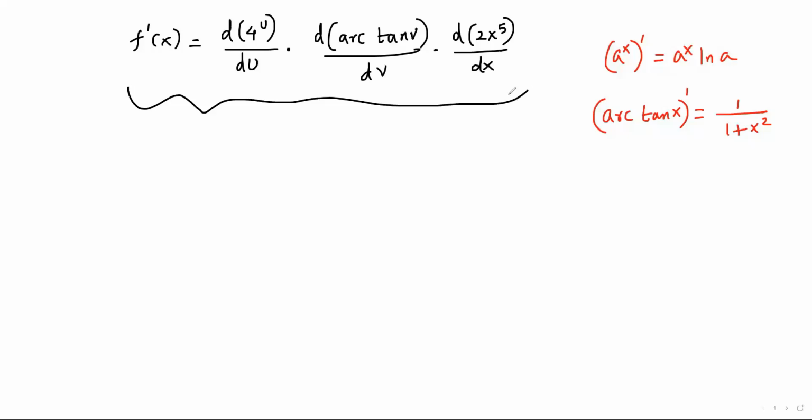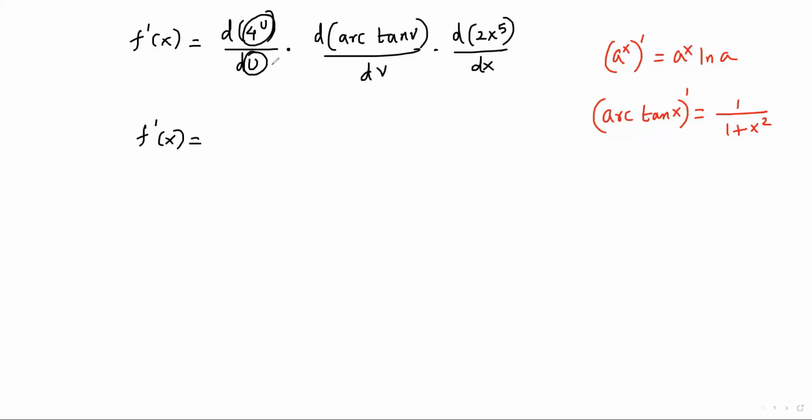This is the last step we have from the previous page. So we have f prime of x equal to, okay, to get the derivative of 4 to the power u with respect to u, we can use the formula given over here. Because 4 to the uth power is in the form a to the x power, if I use this formula I get 4 to the power u times ln 4.